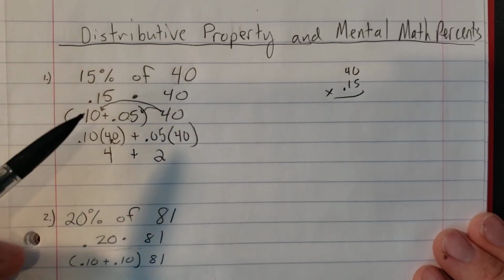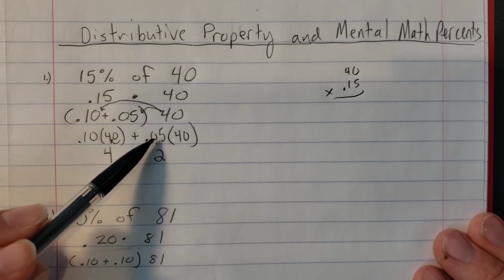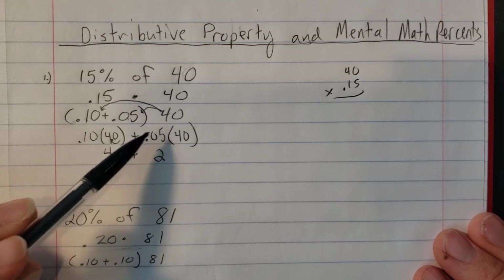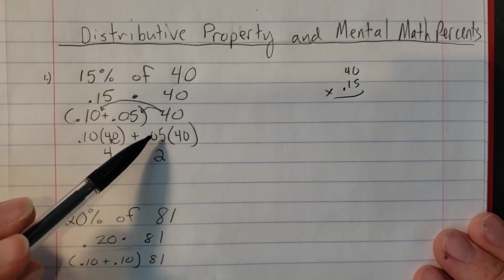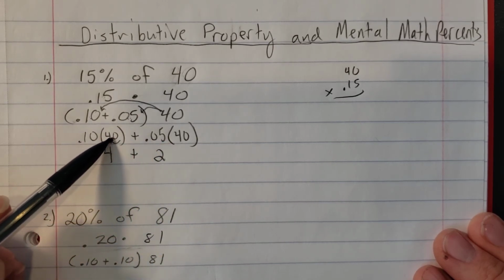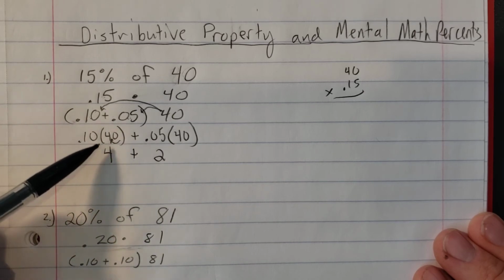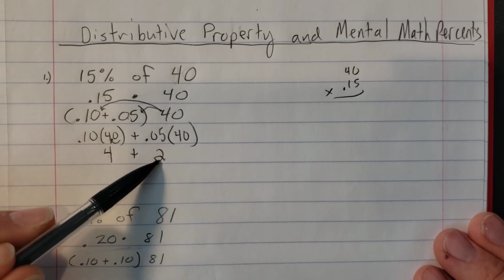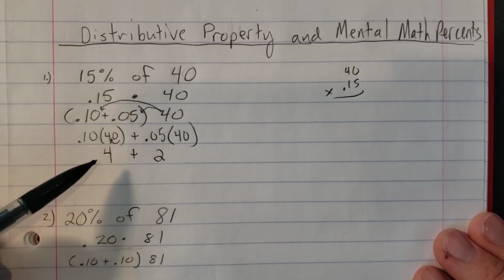Okay? Now, you could also think of, well, 5% is actually half of 10%. So you could always find the 10%, then divide that by 2, which is essentially moving the decimal over and dividing by 2. Right? See? So since 10% is 4, 5% would be 2. Okay, so you can do it that way as well.